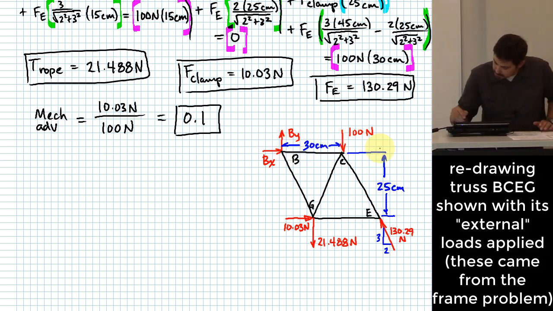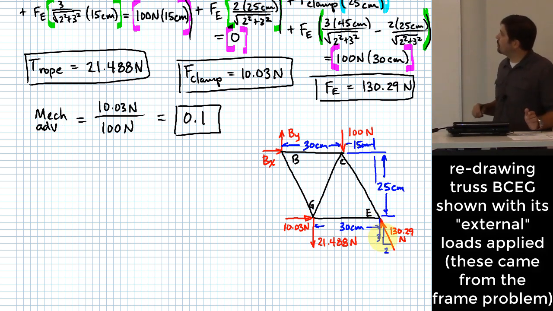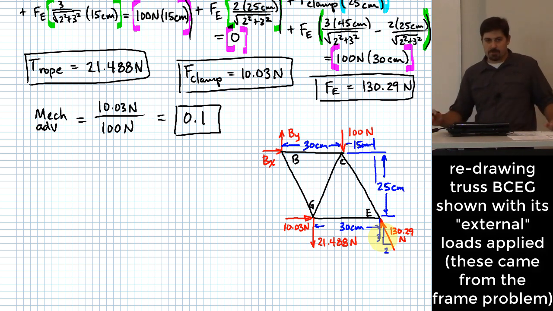Here, it was 15 here, right? Well, 15 to here. And it was 30 down here. All right. What's a good thing to do first if what we're trying to find is all of these member forces?